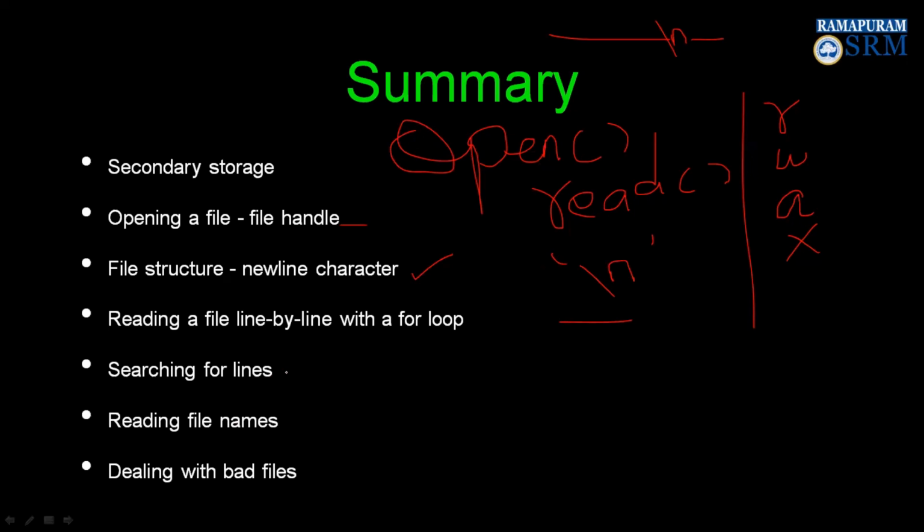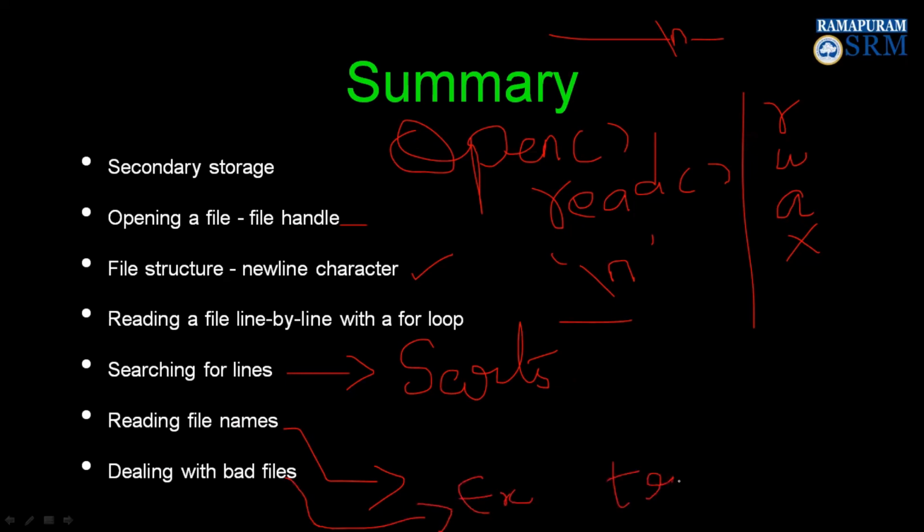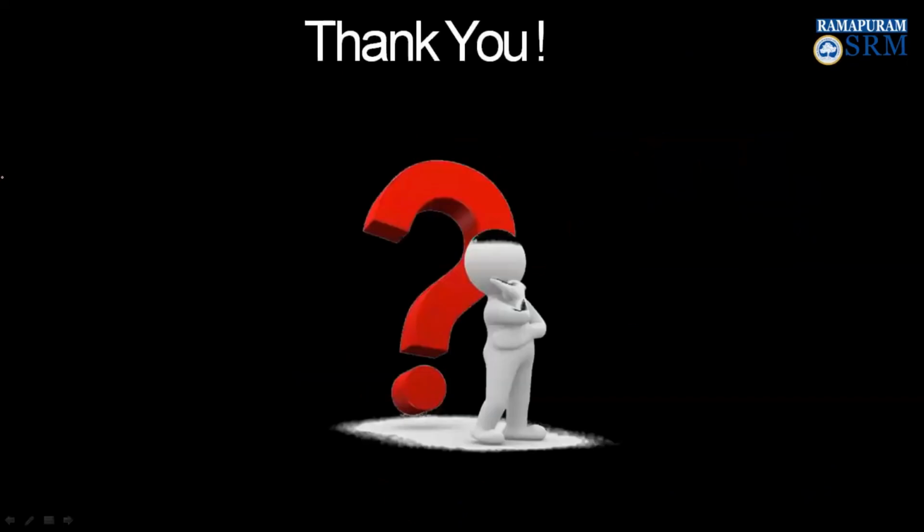How to search a line? Here we are searching the lines with the help of the startswith method. And reading a file name: we get the file name as input. The user has to enter the file name and we try to open the file. If that file cannot be opened, handle the exception with the help of the try and except method. So these are the topics which we wanted to discuss from yesterday. Now I'm concluding that. Do you have any doubt regarding the files? You can ask me.